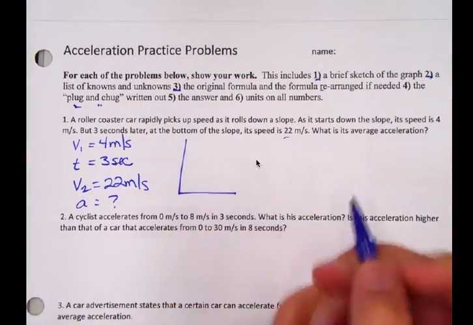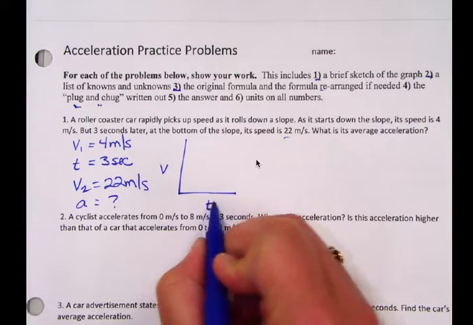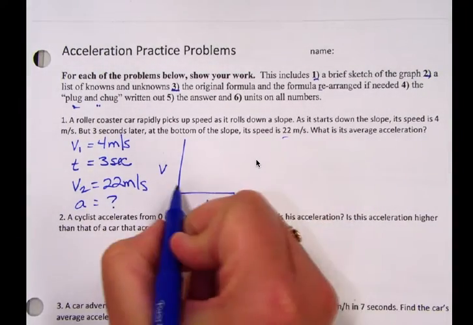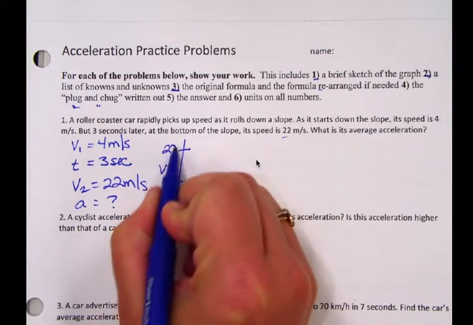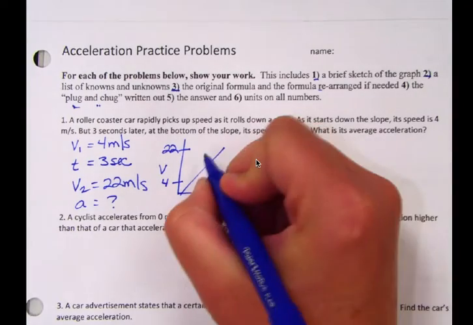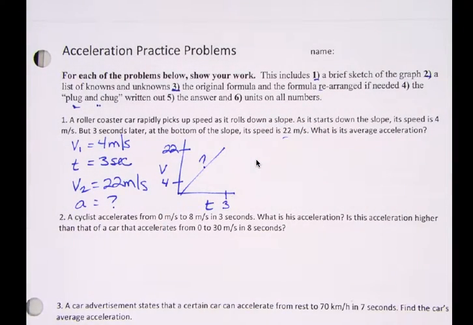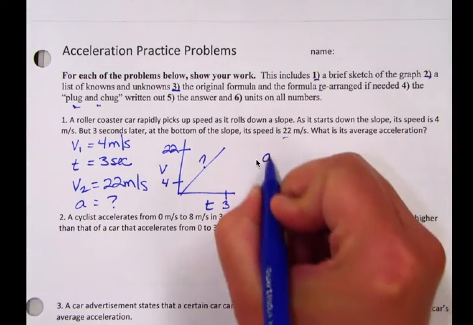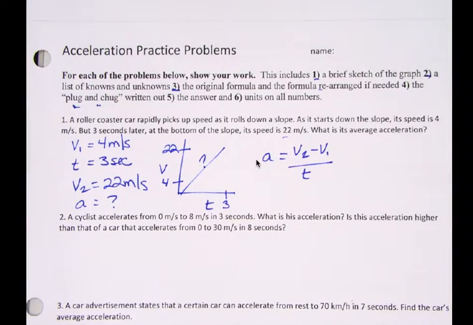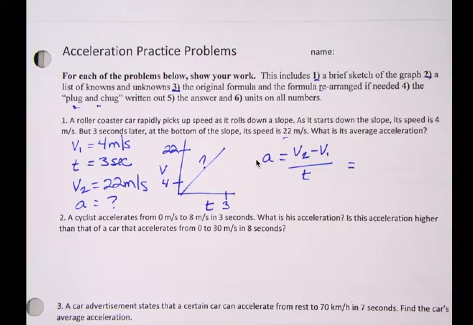So my graph is going to be a velocity time graph. It's going forward, so I only need the positive quadrant. I know my speed goes from 4 to 22 in 3 seconds. I want to know my acceleration, which is the slope. I want now my original formula, which is A equals V2 minus V1 over T. This does not need to be rearranged because I'm solving for acceleration.